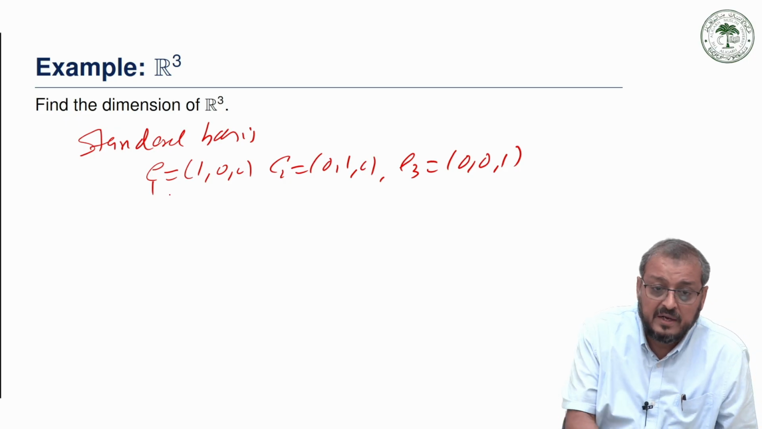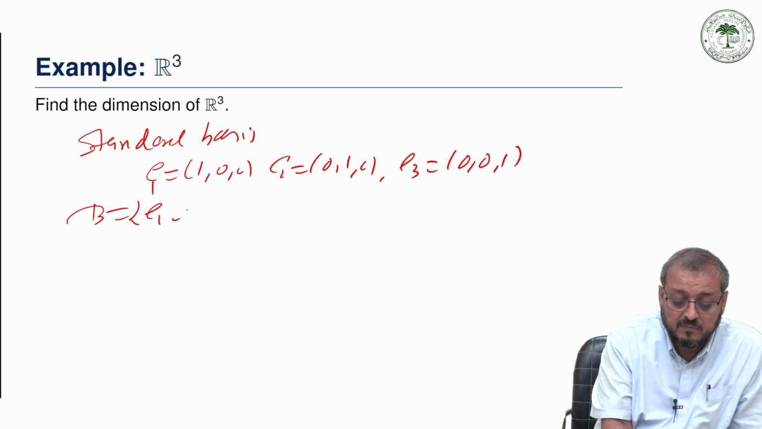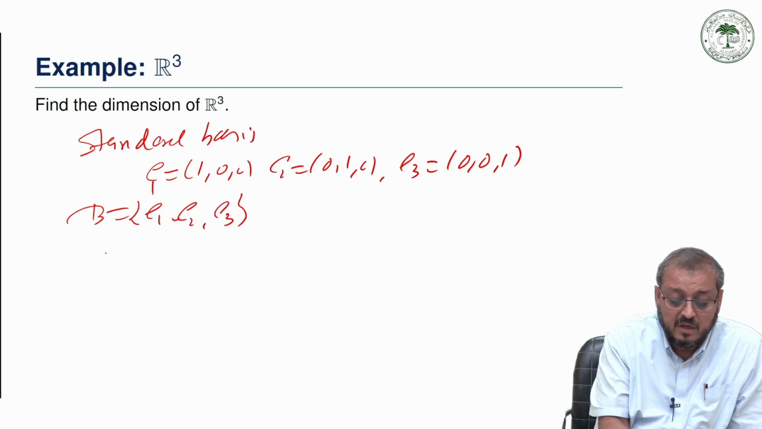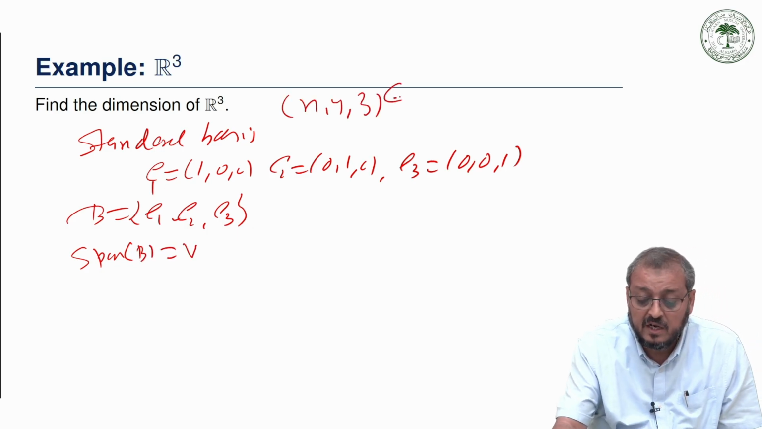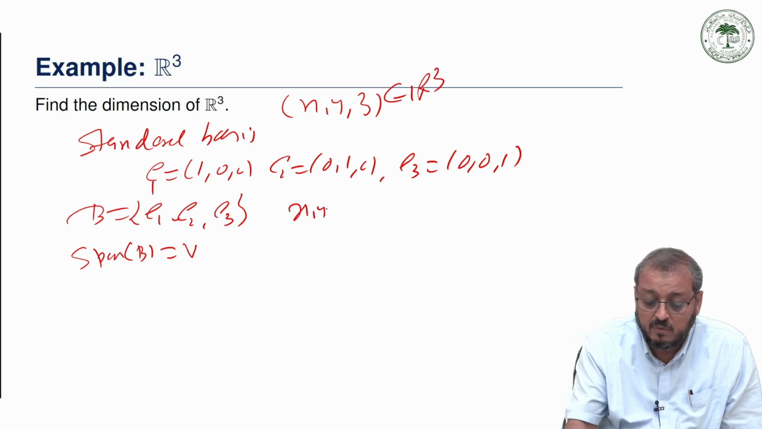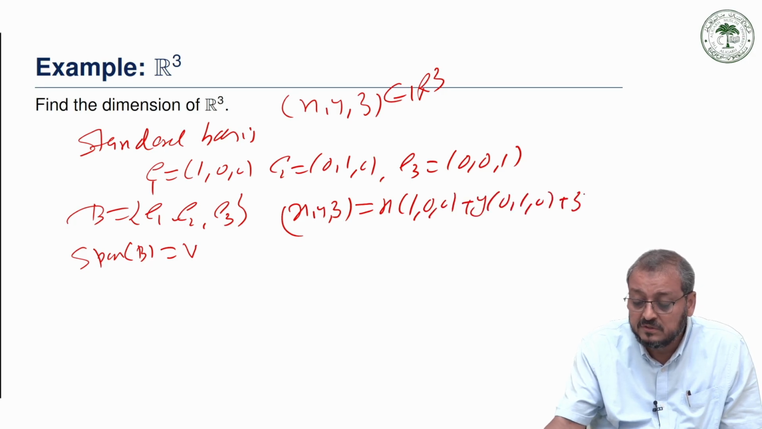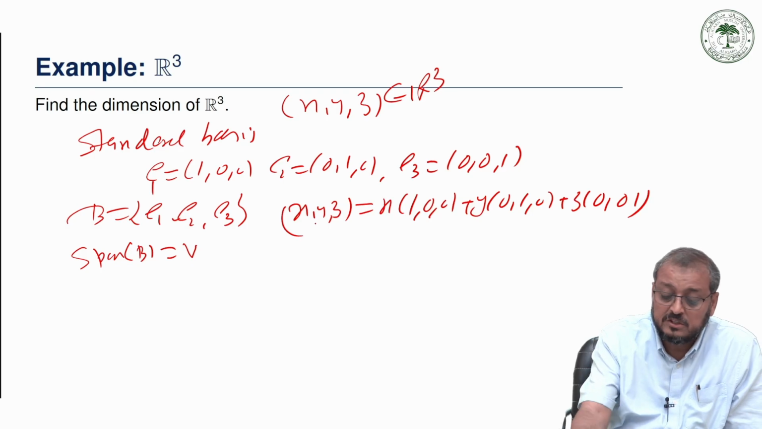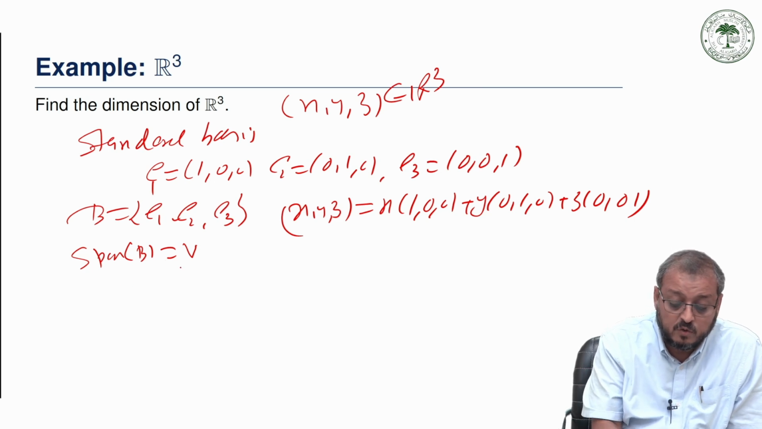Clearly they are linearly independent, and suppose we take B to be the set of vectors E1, E2, E3. Now clearly span of B is equal to V, because for any element (x, y, z) in R3, (x, y, z) can be written in the form x(1, 0, 0) plus y(0, 1, 0) plus z(0, 0, 1). So this means the basis can generate this, so span of B is equal to V.